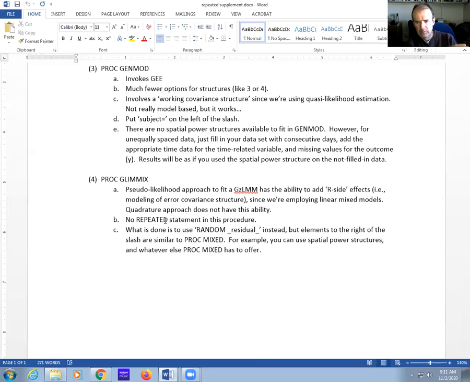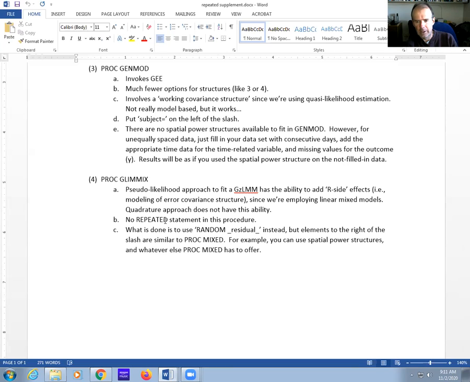And the other general approach that we can use is pseudo likelihood, which we learned last time. That's where we transform the data so that we can employ linear mixed models. And we do an iterative procedure and the answers converge to a solution. But the beauty of it is that we can utilize whatever linear mixed models have to offer. So that's kind of why I like that approach.